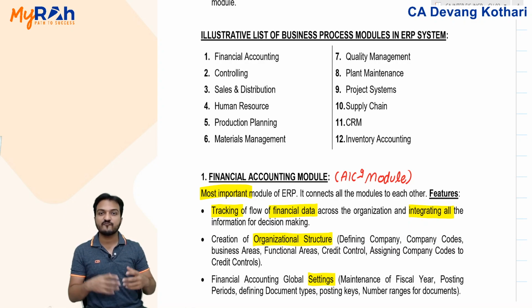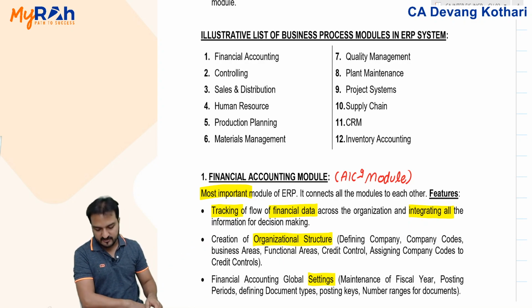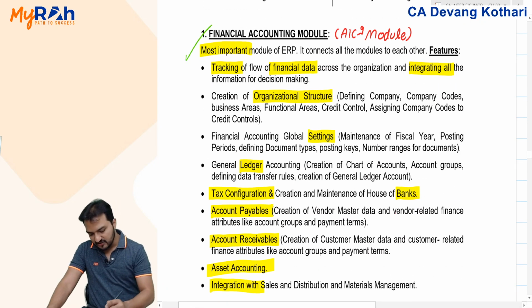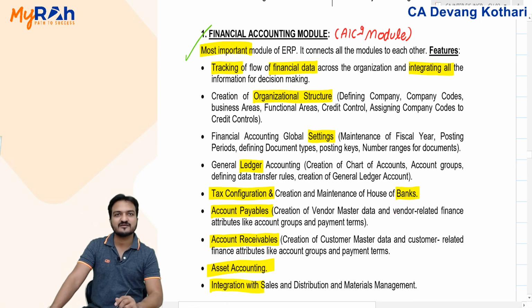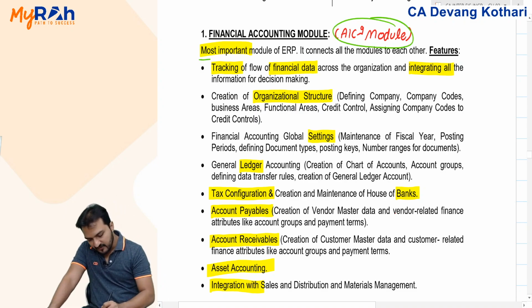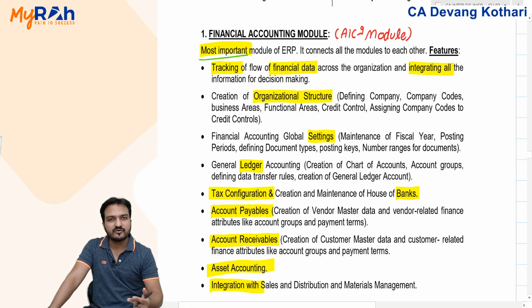So ERP software contains many modules integrated with each other. What modules does it contain? Well, some examples you see here. The first one is the financial accounting module. Finance and accounting module is basically an accounting module. This is the most important module. It will be maintaining your accounting data.